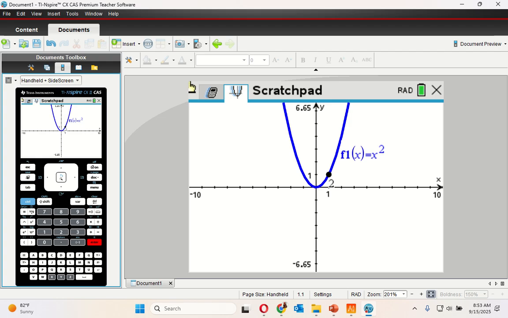So at 1, my slope was 2. What did we say? -2? So I'm going to do it again. Menu, 6, 6, -2. I don't know if you can see it. It's like way up here in the corner.